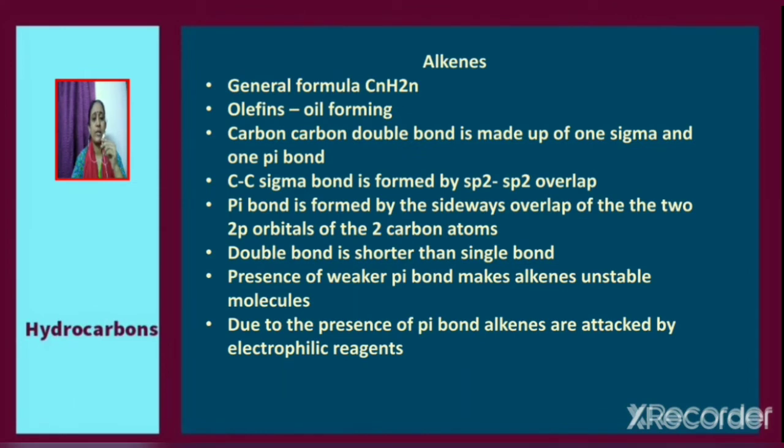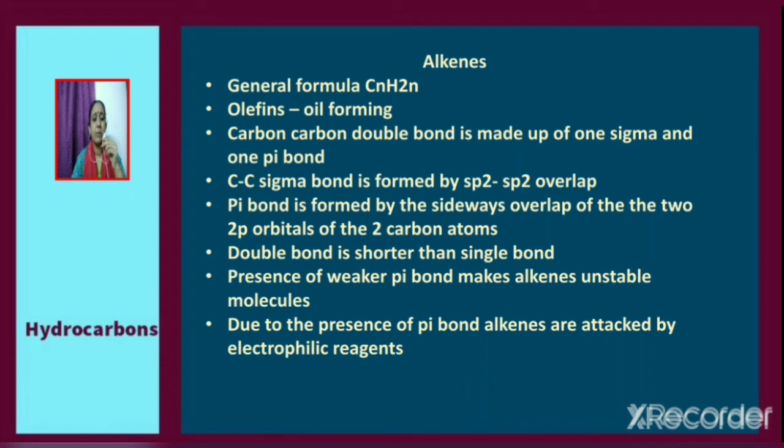Alkenes are unsaturated hydrocarbons in which a carbon-carbon double bond is present. The general formula is CnH2n. Alkenes are known as olefins, meaning oil forming. In alkenes, the carbon-carbon double bond is made up of 1 sigma bond and 1 pi bond. The carbon-carbon sigma bond is formed by sp2-sp2 overlap, whereas the pi bond is formed by the sideways overlap of the 2p orbitals of the 2 carbon atoms.